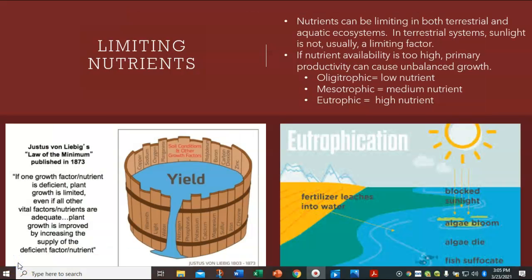Okay, so limiting nutrients. Limiting nutrients are if an organism does not have enough of all of the tools it needs to make its macromolecules. So let's say you've got plenty of carbon, plenty of hydrogen, plenty of oxygen, but you're missing some nitrogen. You're not going to be able to make proteins, nor will you be able to make nucleic acids. In fact, in ecosystems, especially aquatic ecosystems, nitrogen and phosphorus are typically limiting factors.